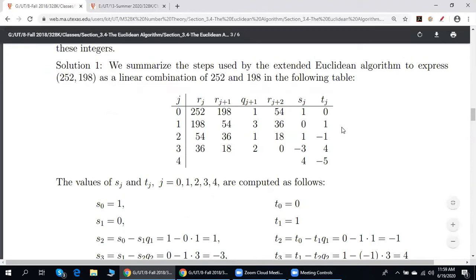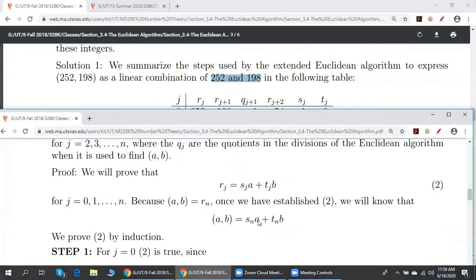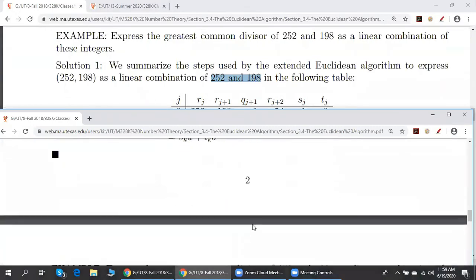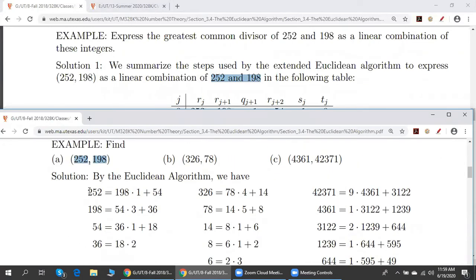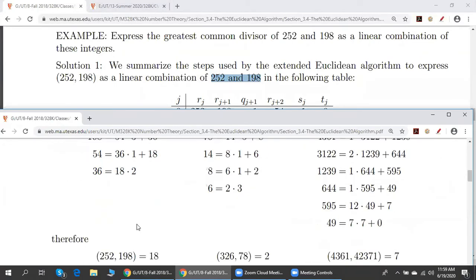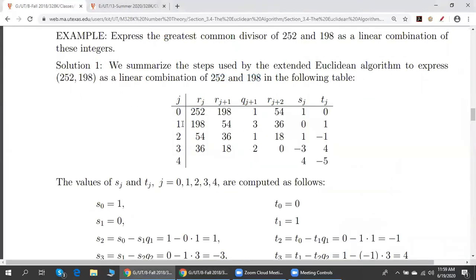Please take a look at this example. Note that over here we use same numbers as in example number 1. Same numbers. We know how to find the greatest common divisor of these two numbers. Over here, the greatest common divisor is 18. But now let us come up with this result in a little bit different way. Please take a look at this table.